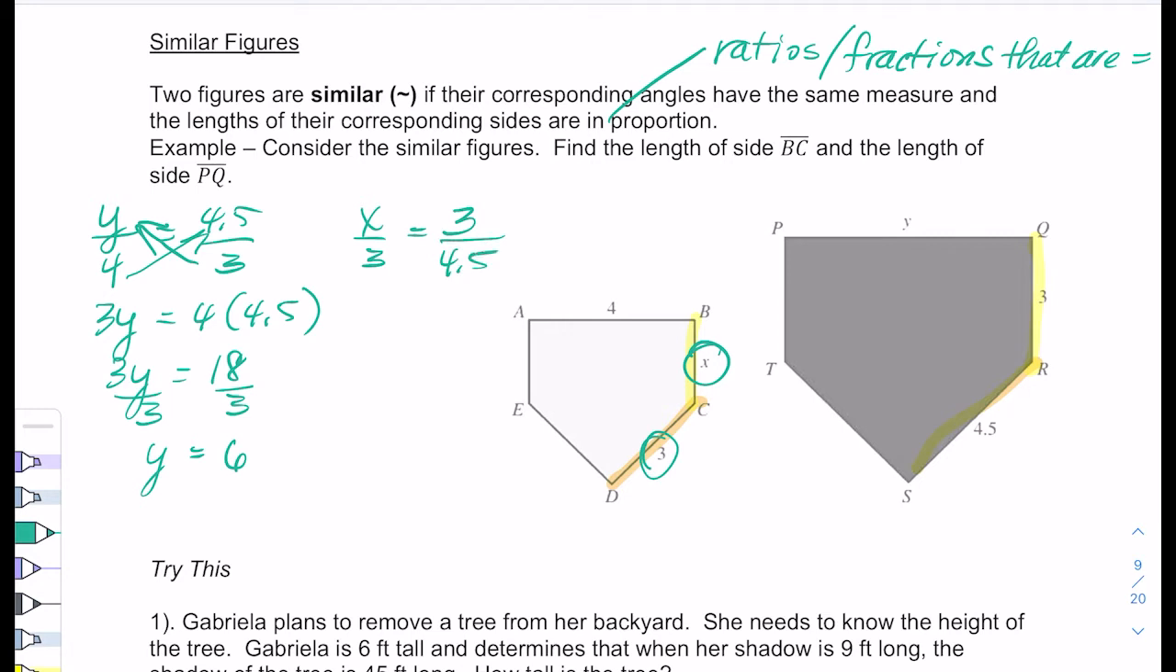And now again, it's a proportion. It's two equal fractions. Cross multiply and divide. So crisscross applesauce, you're just going to do 4.5 times x and then 3 times 3. So you get 4.5x equals 3 times 3 is 9. And then I'm just going to divide both sides by 4.5, and 9 divided by 4.5 is 2.